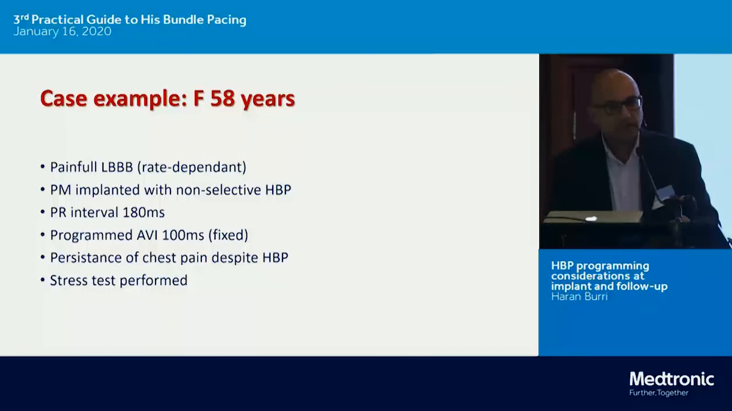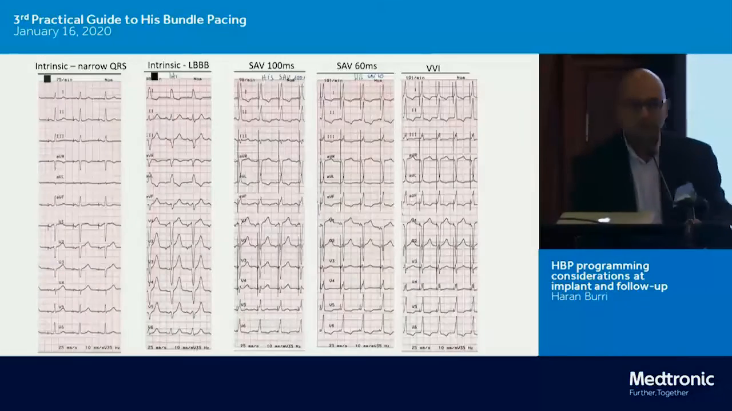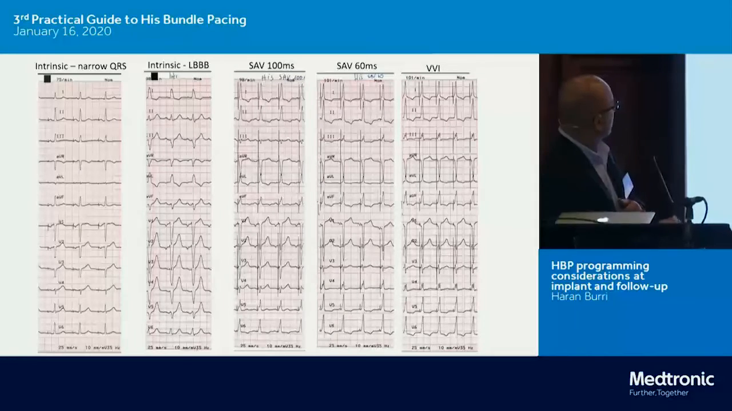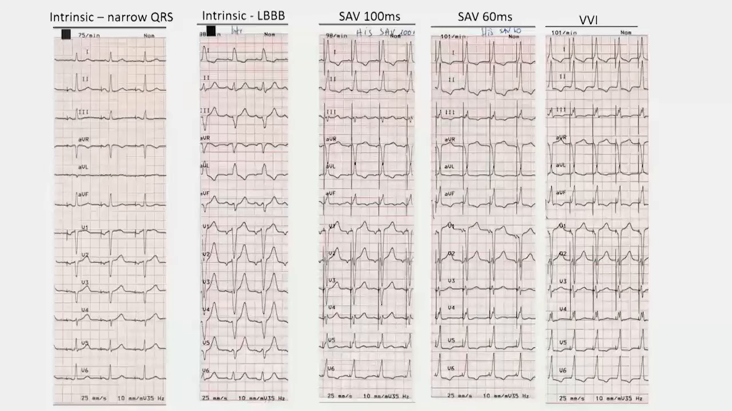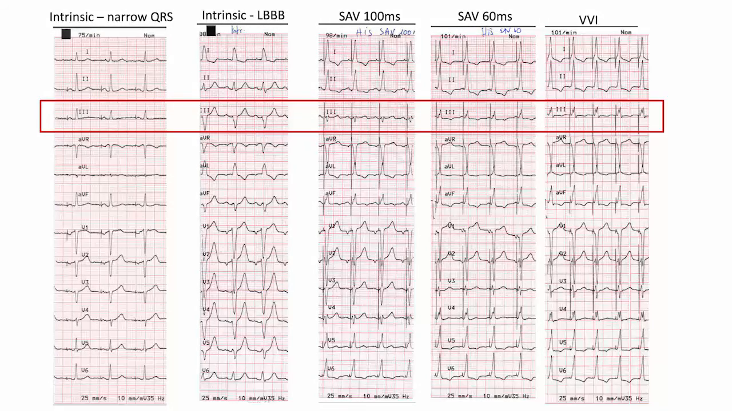But then she came back with recurrent pain. So I did a stress test. And this is during a slow rhythm, narrow QRS, and as soon as she's at about 90 beats per minute, the left bundle branch pattern comes in, and it's very painful. So the out-of-the-box setting for the AV interval, the sensed AV, was 100 milliseconds. And in fact, if you look at the QRS here, this is narrow QRS, this is left bundle branch block, and with the sensed AV at 100, we have a fusion. So the QRS looks narrow, but in fact, it's different compared to the intrinsic QRS.